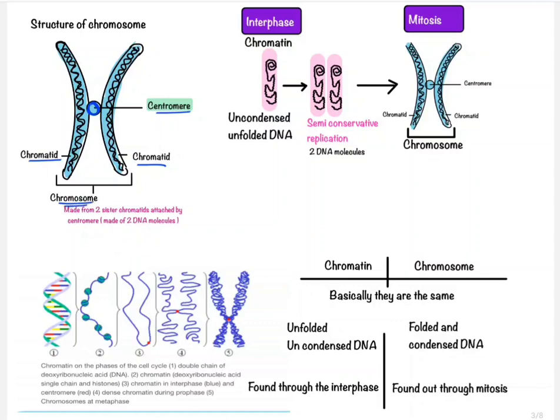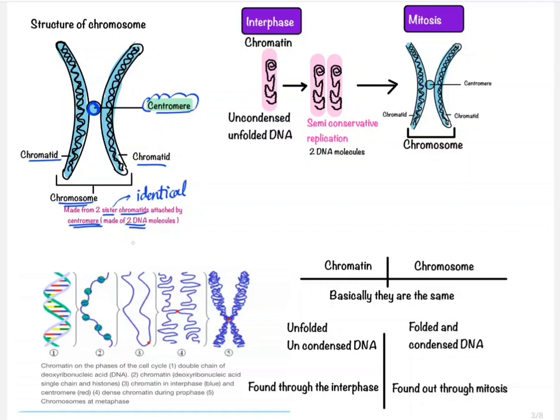It's made from two sister chromatids. The reason we call them sister is because they are identical. Attached by a centromere, that's what we've just said, made of two DNA molecules.